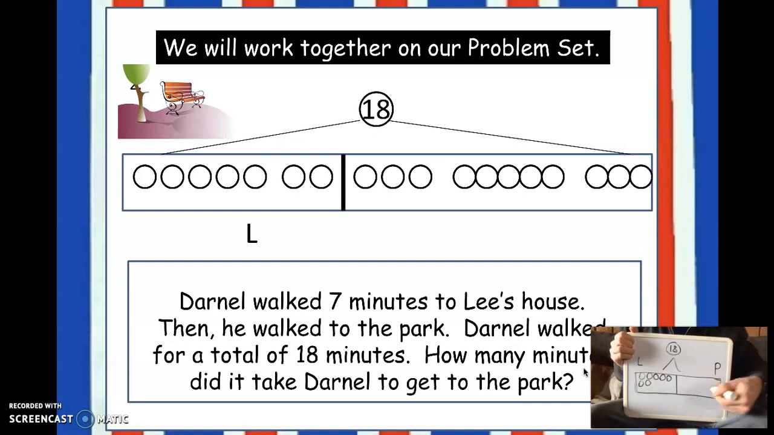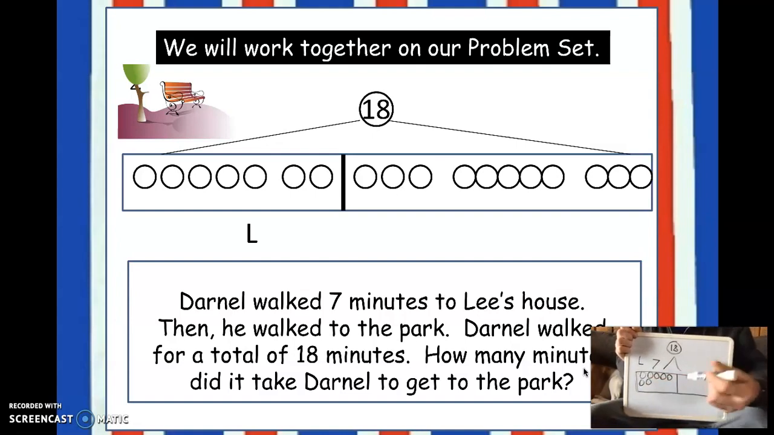So if I'm missing a part, I could do a subtraction sentence. I could go 18 minus 7 to get my answer. Or, like we've been doing, I know my whole. I know how many circles I need to have in my whole tape diagram. I only have 7 of them right now, so I'm going to put 7 right here. But I need to have 18 in this whole tape diagram. So I'm going to keep drawing circles on the park side of my tape diagram until I get to 18.